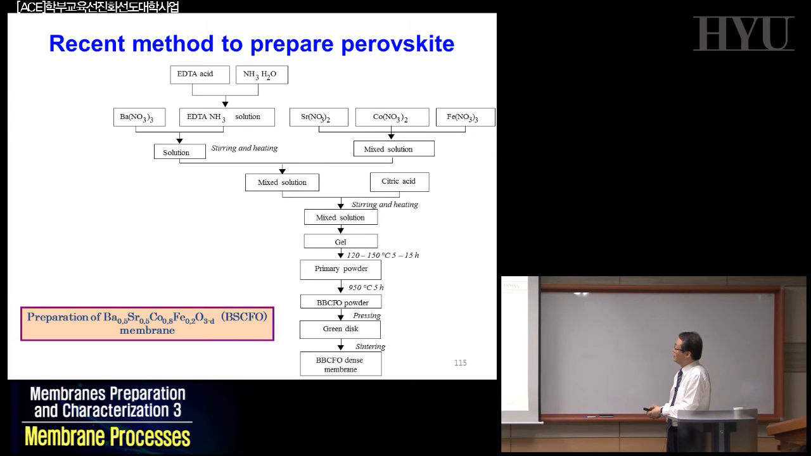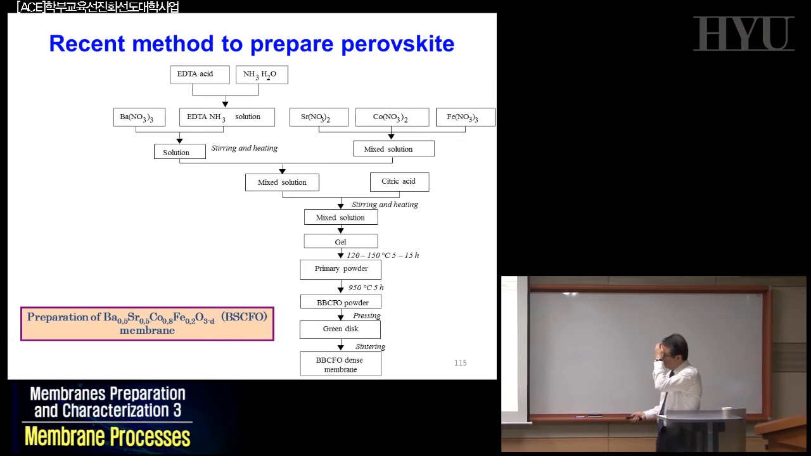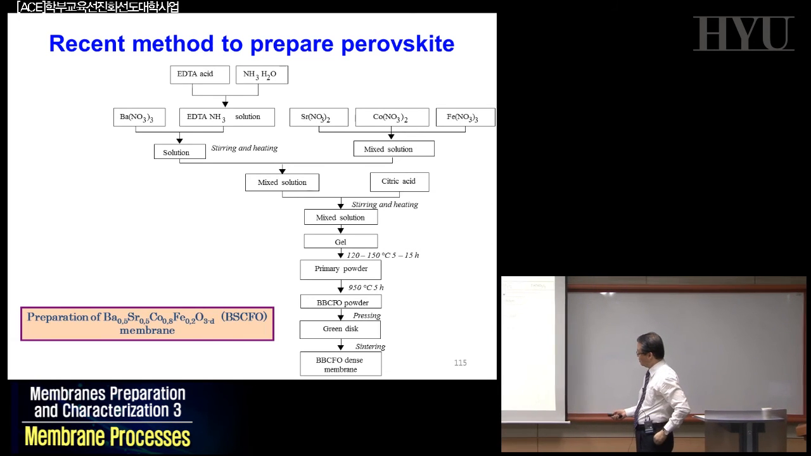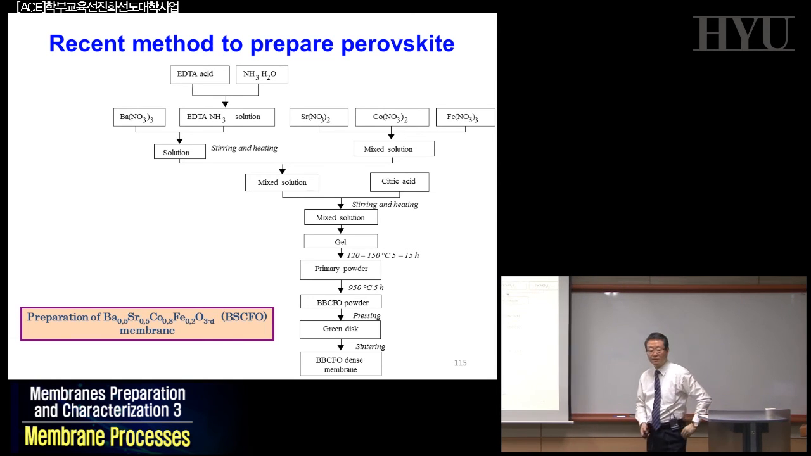But recently, a new method was developed, as described in this slide or in the textbook. You have EDTA and ammonia, water, and mix them together, sinter them, and heat them at a little lower temperature. So the final composition is BSCFO and membrane, and you can make another type of perovskite membranes.